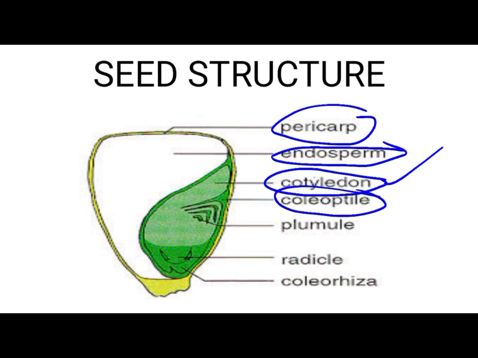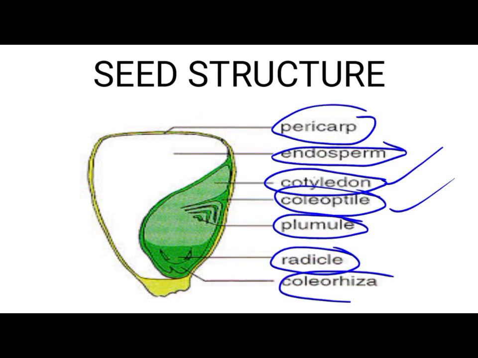So the coleoptile will protect the what? The emerging or the growing shoot. Then you have the plumule, which develops into the shoot. You have the radicle, which develops into the root, which will grow downward. And then you have the coleorhiza. The coleorhiza will help to protect the emerging root from the radicle. I hope that is clear.